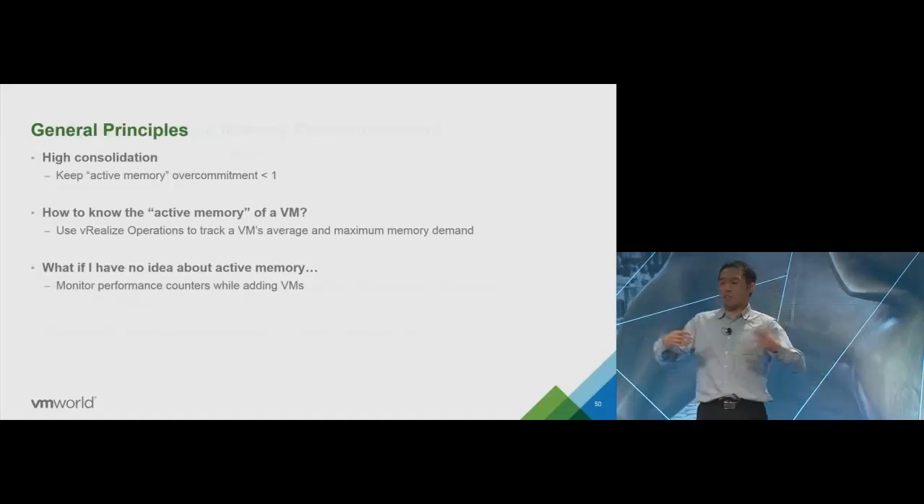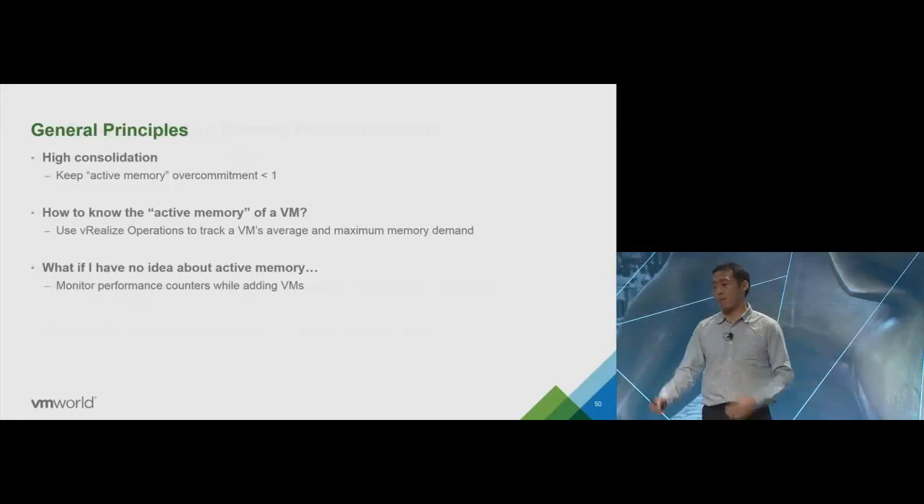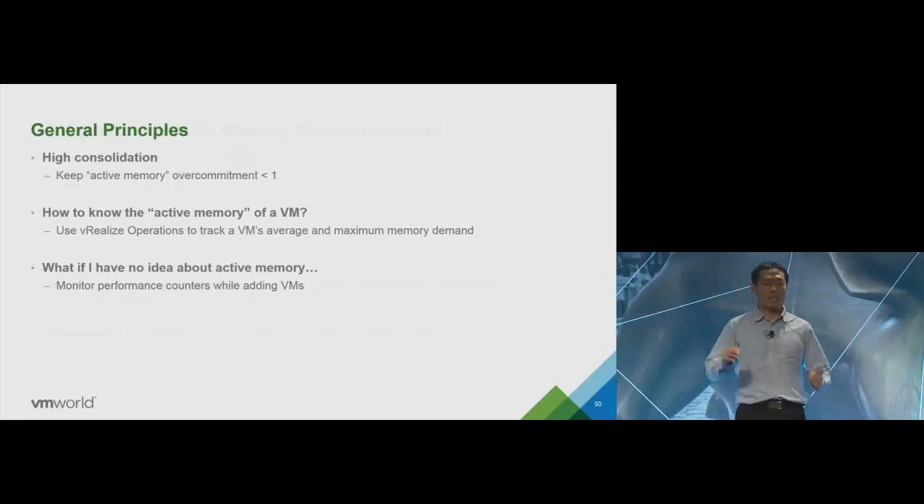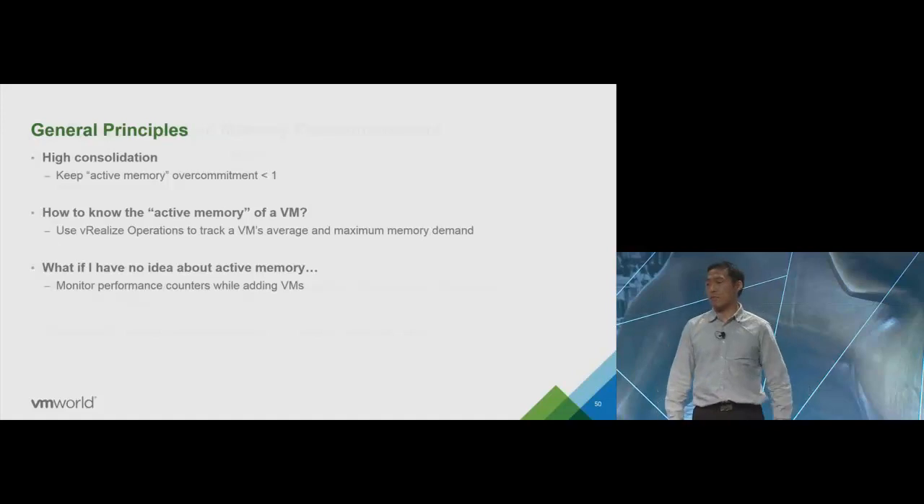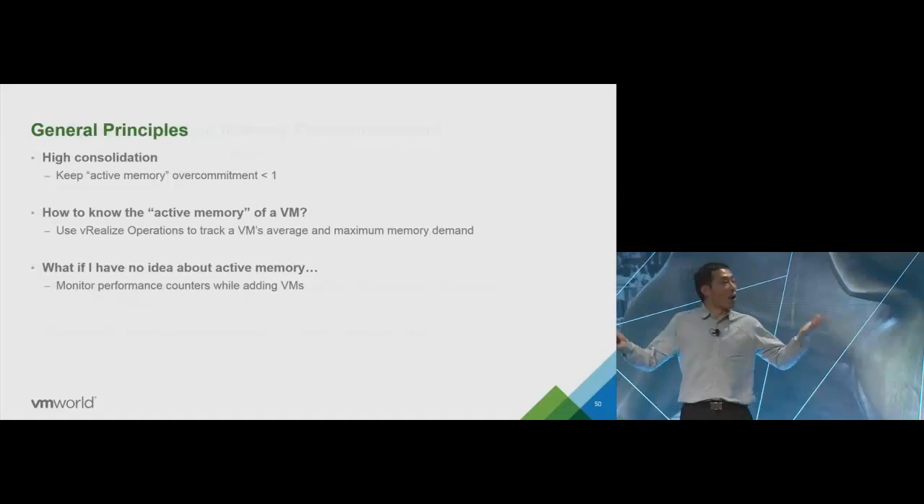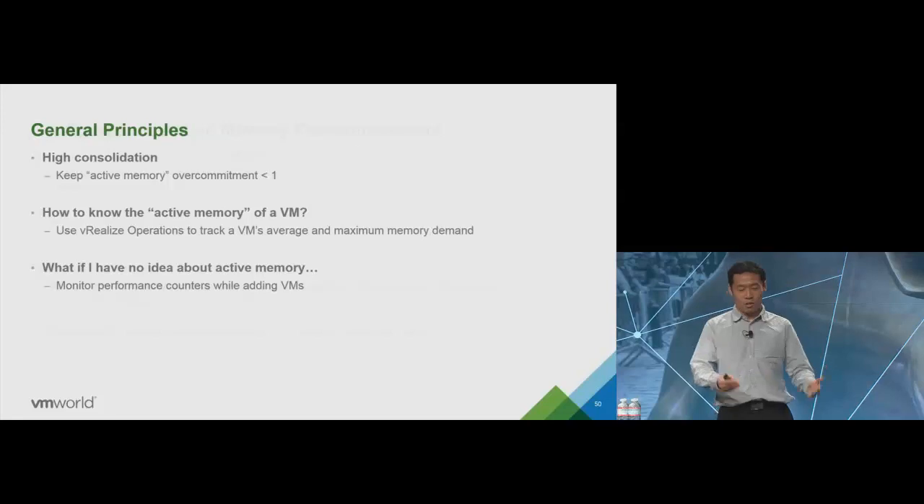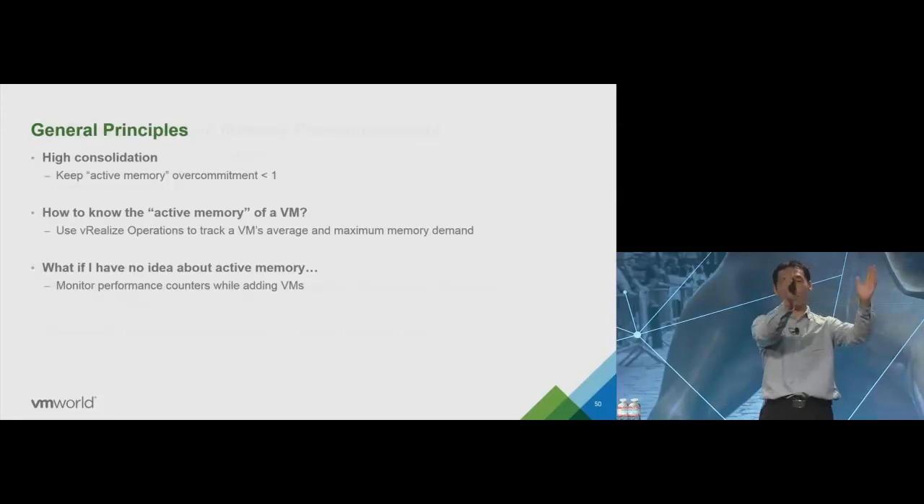Well, people may ask, how do I know the active memory? As I mentioned before, you can use vRealize Operations to track the VMs' average and maximum memory demand, which is a pretty good proxy for the active memory. And what if I have no idea about the active memory? Then the last thing you can do is keep adding VMs and watch some performance counters to see if you hit any performance problems or not.